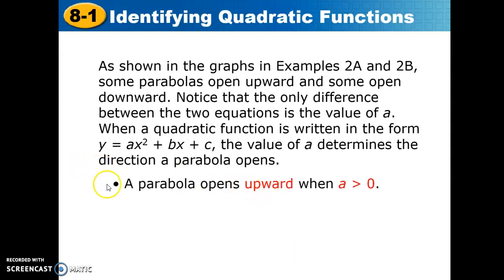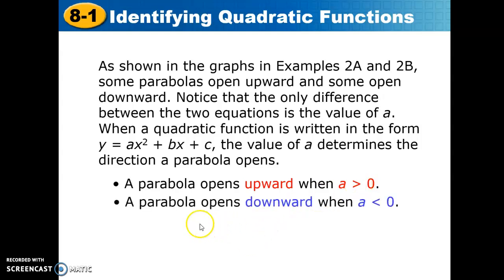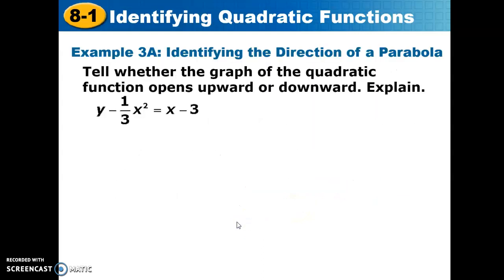Now, here's a couple things. This is what I want you to write down, this bullet point right here. A parabola opens upward when a is greater than 0. So that means if you have a positive number in front of your x squared, you're going to have a smiley face. Positive, smile. Okay? When you have a less than 0 or a negative in front of x squared, you're going to have a parabola that opens downward. You're going to have a frowny face. Negative, frown. Okay, that's how you remember that.